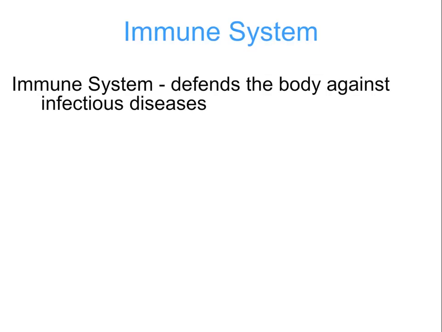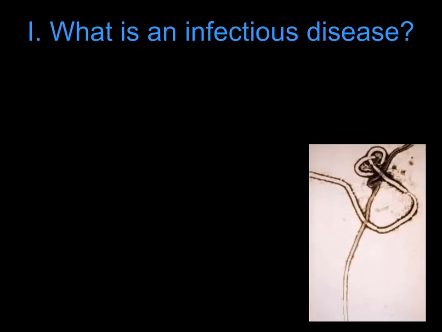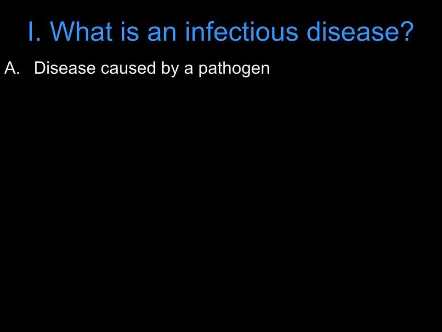The immune system is the part of the body that defends the organism, in this case the human, against infectious diseases. In order to really understand what the immune system does, we have to understand first what is an infectious disease. An infectious disease is a disease caused by a pathogen.